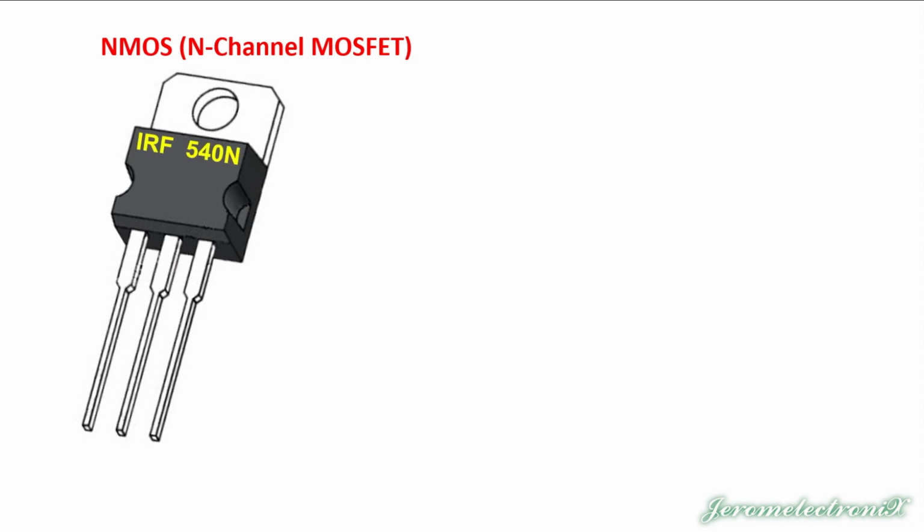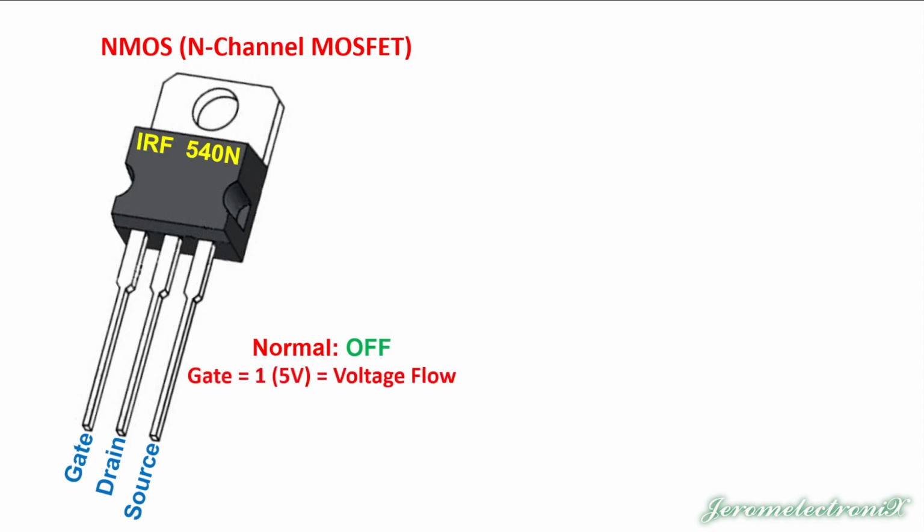It is specifically the IRF540N. This is its gate, this is its drain, and this is its source. Of course, putting a 1 in the gate will cause a flow between source to drain. Putting a 0 into the gate will stop the flow of voltage between the source and the drain. The N-channel is normally off, but if you put a 1 in the gate, that's 5 volts, that causes voltage to flow. If you put a 0 in the gate, that's 0 volts, that causes voltage to be blocked.